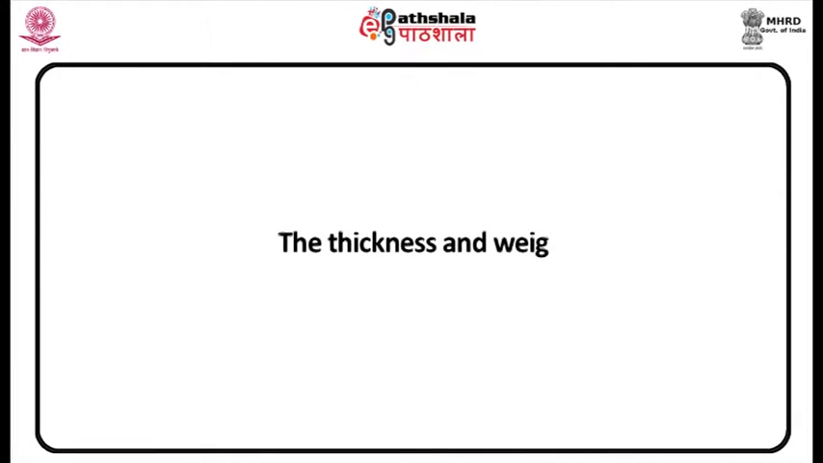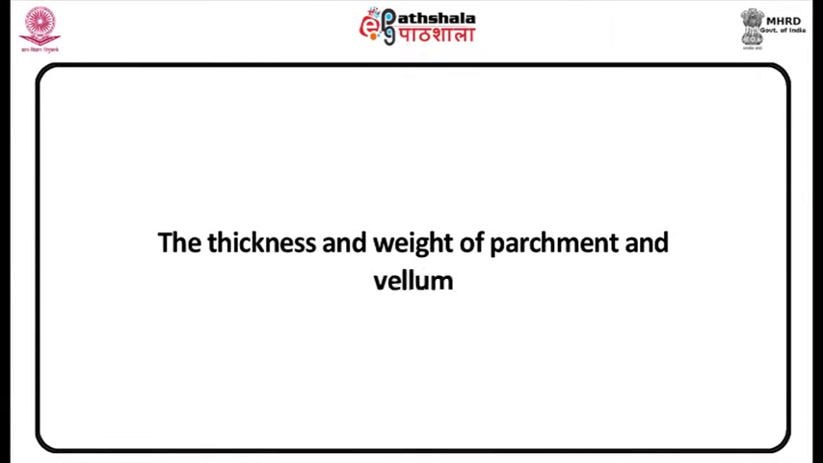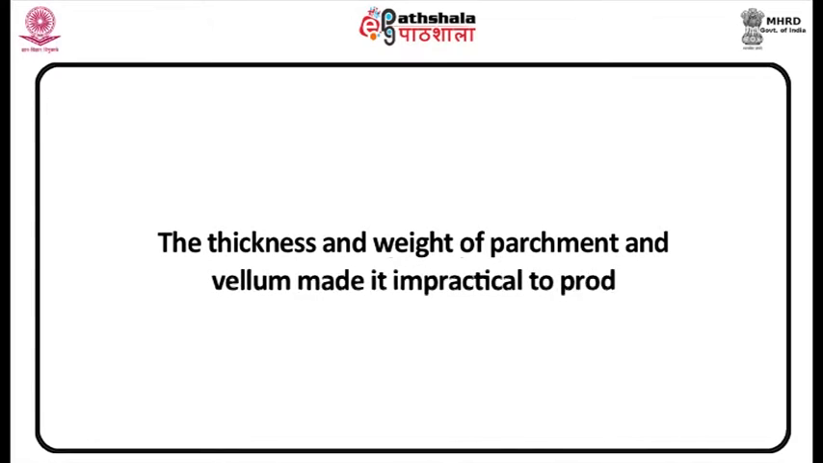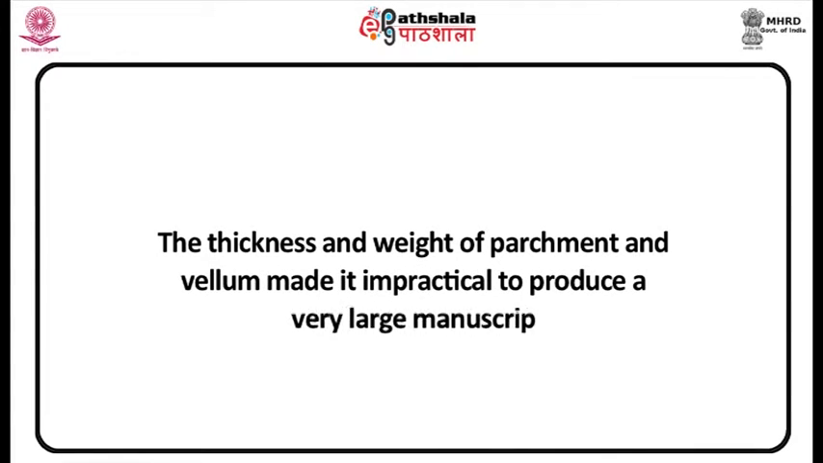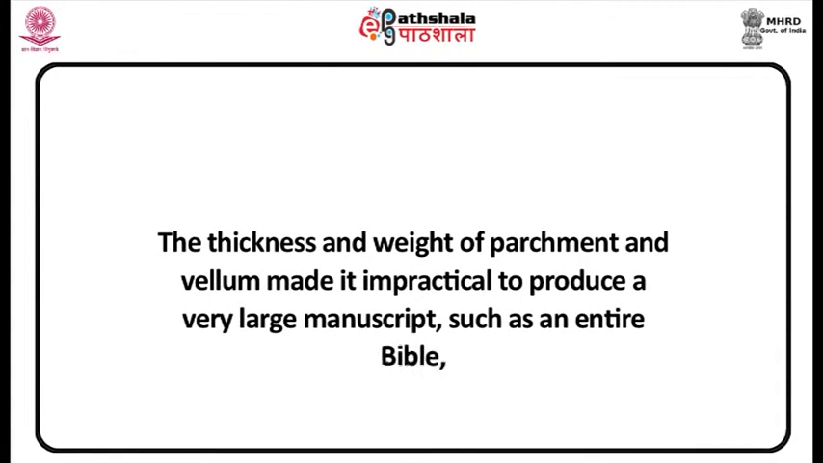The Egyptians, Greeks, and Romans had already used the papyrus scroll, rotulus, for text and their illustrations. The thickness and weight of parchment and vellum made it impractical to produce a very large manuscript, such as an entire Bible, in a single volume. As a result, individual sections were made into separate books.